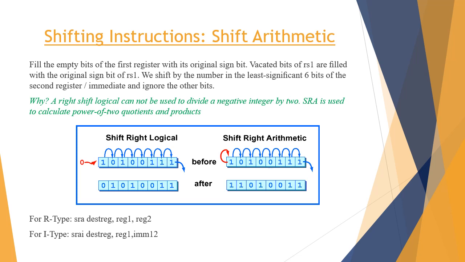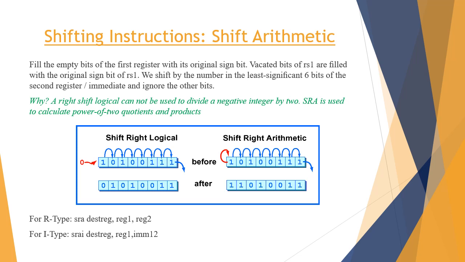We will now look at some shifting instructions, and more specifically the shift arithmetic instruction, which is an instruction not found in MIPS. What it essentially does is that it shifts the number by a certain number of bits, either the least significant 6 bits of the second register if it is an R-type instruction, or the immediate if it is an I-type instruction. It will empty the bits in the first register, and it will fill the empty bits with the original sign bit instead of zeros, as when we're using logical instruction.